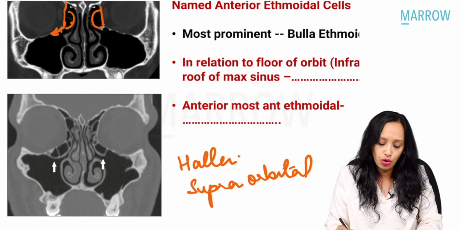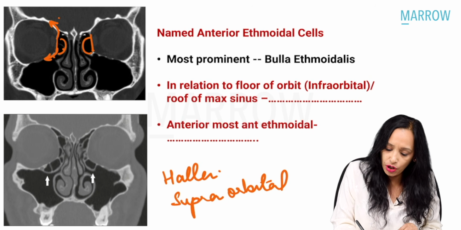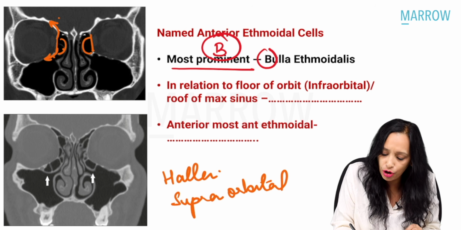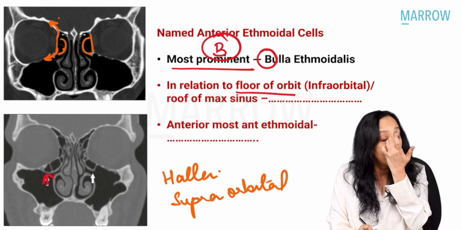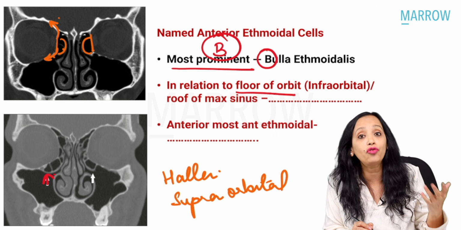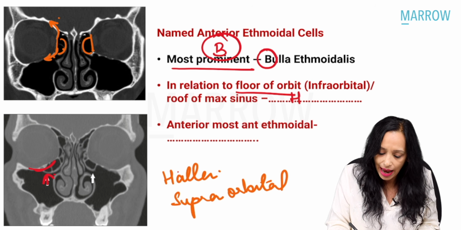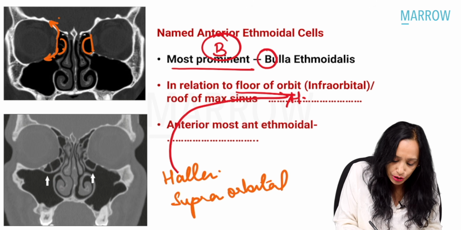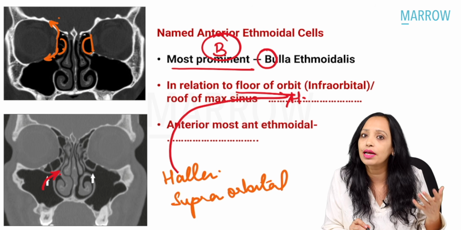So, what are the named anterior ethmoidal cells that you know of? We know of the most prominent, remember it as the biggest, B for biggest, B for bulla ethmoidalis. In relation to the floor of orbit, sometimes asked as in relation to the roof of maxillary sinus, is it the same? Yes, it is the same. This is the Haller cell. Can you make out that the Haller cell is important? Because it is blocking the infundibulum into which the maxillary sinus opens. So, it can cause recurrent maxillary sinusitis.